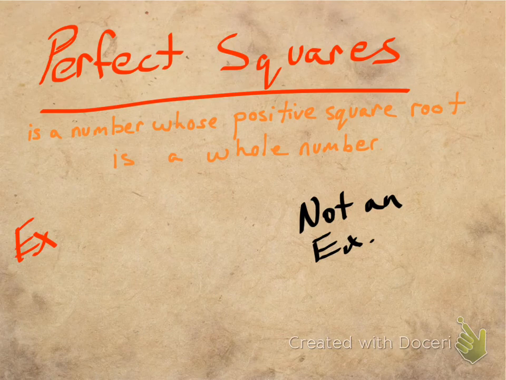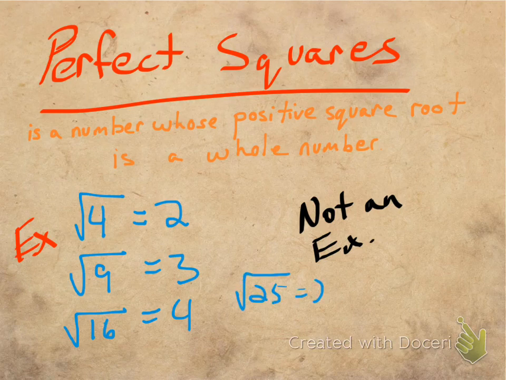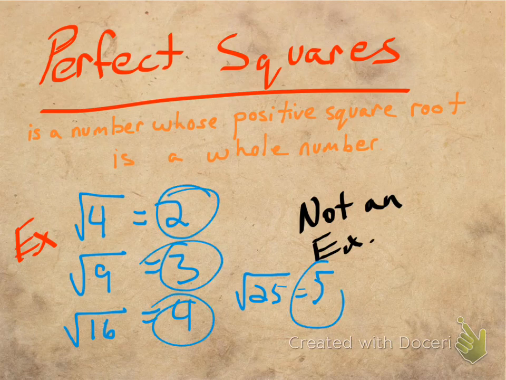Perfect squares. Perfect squares are the ones we like. They're the ones we know. They're easy. They're a whole number whose positive square root is a whole number. So in other words, the square root of 4 is 2. The square root of 9 is 3. The square root of 16 is 4. The square root of 25 is 5. Those are all whole numbers. So they're perfect squares. They're perfect.